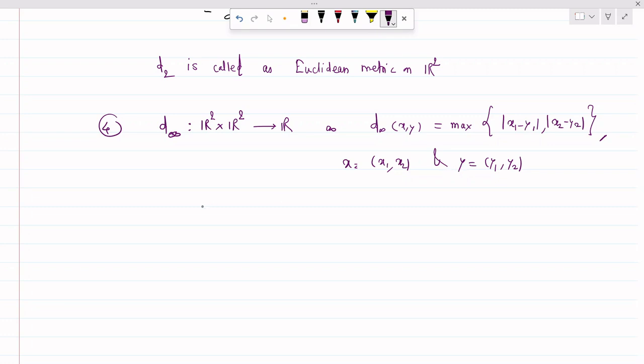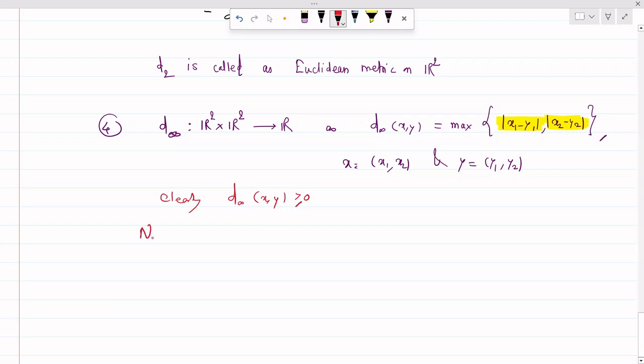But first of all, let's try to verify that it is a metric. Let me establish some conditions quickly. Mod is always non-negative. So mod of x1 minus y1 is a non-negative number, and mod of x2 minus y2 is also a non-negative number. So the maximum of two non-negative numbers is going to be a non-negative number. So clearly d infinity of x comma y is going to be greater than or equal to 0. That's quite easy to establish.